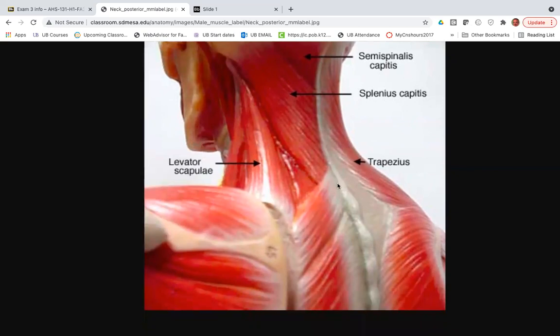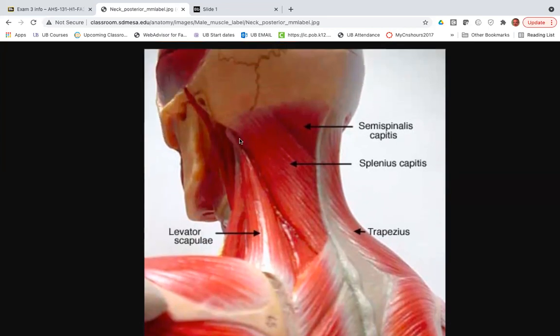Rhomboid minor, rhomboid major, supraspinatus, infraspinatus. This little short one here that's deep, it's the semispinalis capitis, right? It's a little short one, but it's deep to this one. It's deep to the splenius capitis.